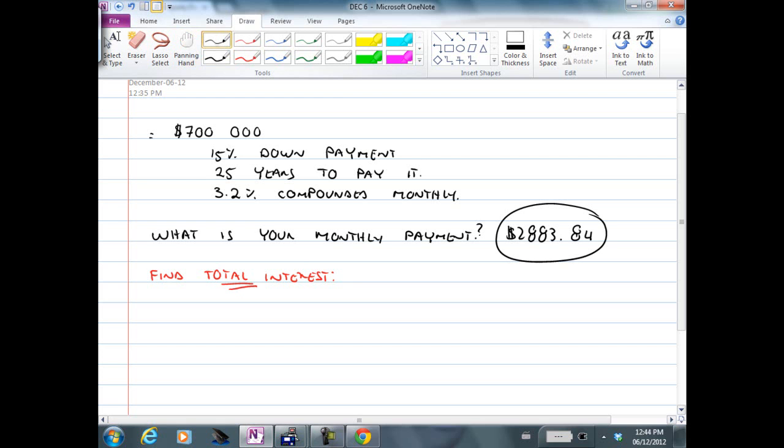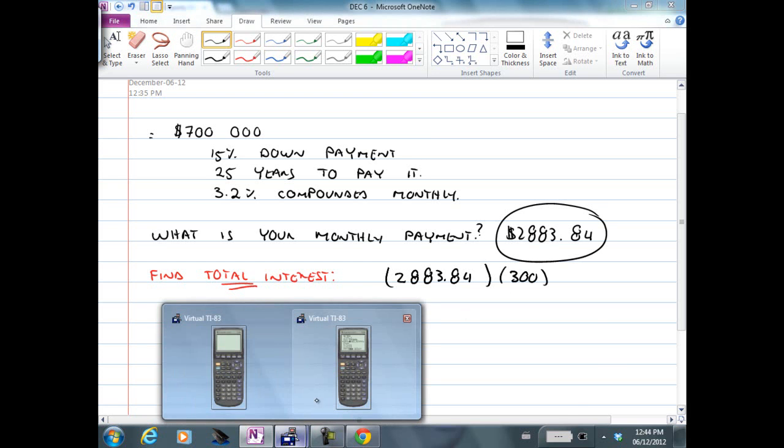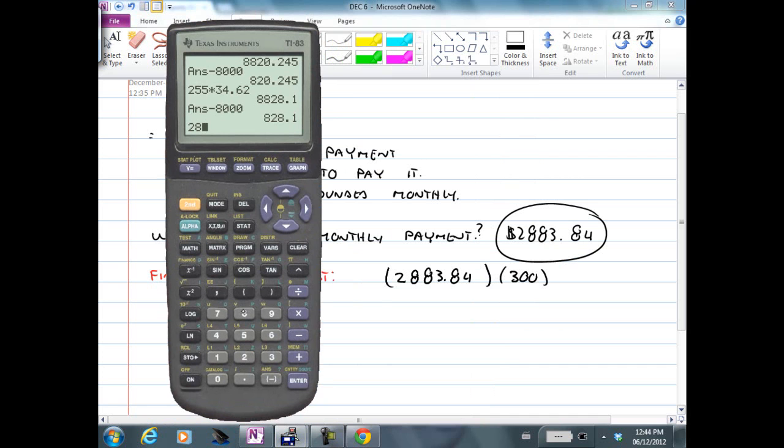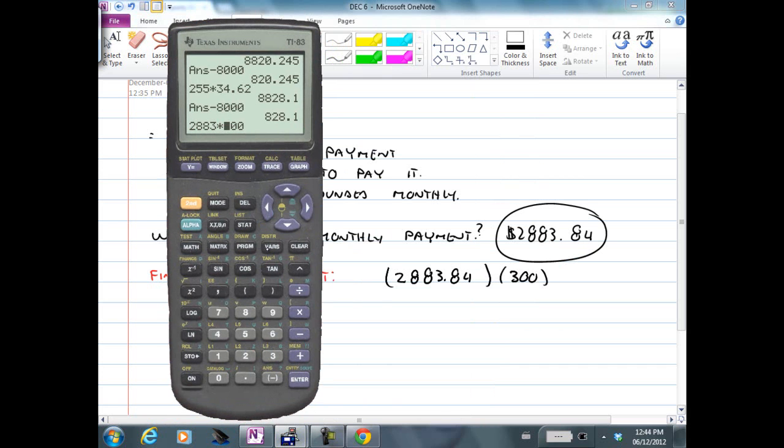Now, see, the old way, what we did was we said, hey, that's easy. I took 2,883.84 times how many payments I made. I made 300 payments. So let's calculate this right now. So let's do 2,883.84 times 300. Nope, because that's how many payments I made in total. You didn't do it right. There were too many zeros in there. 0.84 times 300.